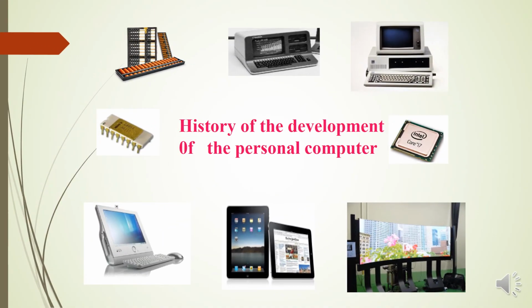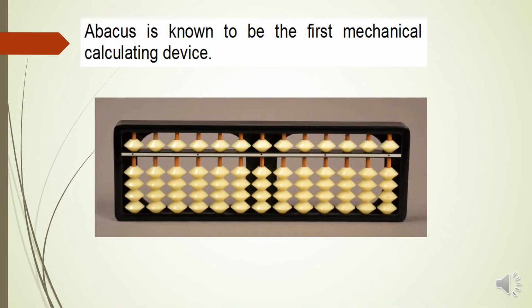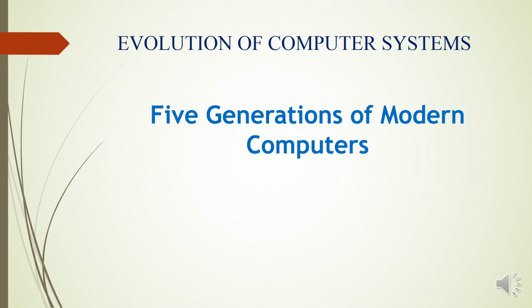History of the development of the personal computer. Abacus is known to be the first mechanical calculation device. The evolution of computer systems includes 5 generations.